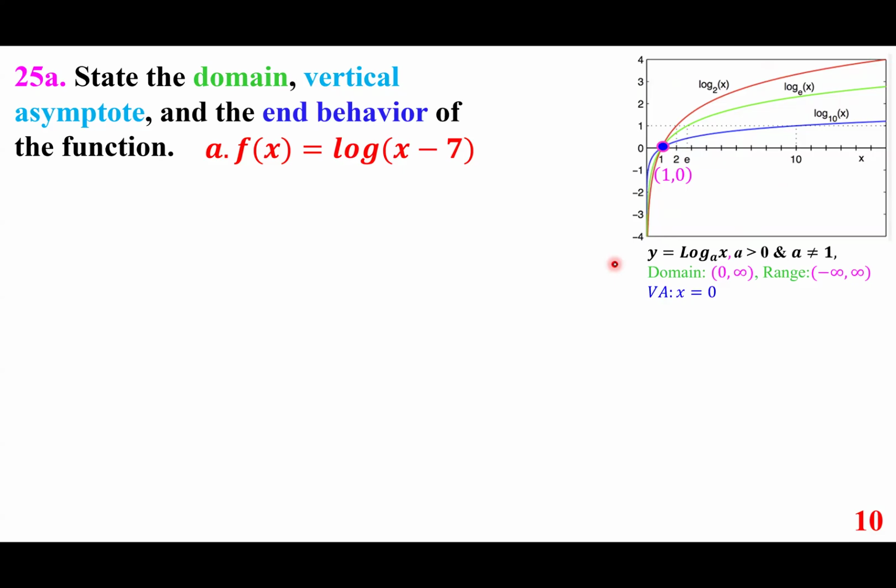If you remember the graph, you remember all the information that is mentioned here. So any log with base a must be positive and it can't be 1. Domain from 0 to infinity, 0 is not included. Range from negative to positive infinity, VA is x equals 0.